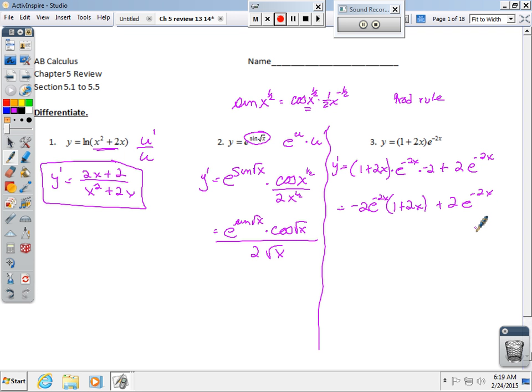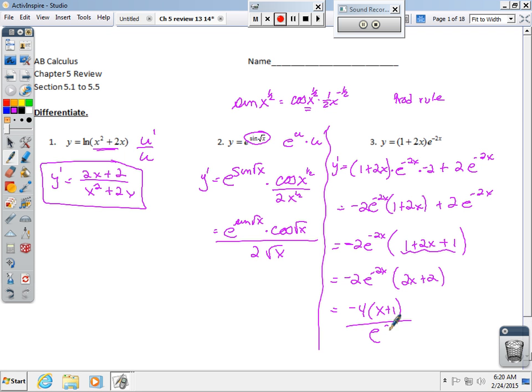And do a little factoring here. Factor out a negative 2 e to the negative 2x. That leaves me with a 1 plus 2x plus 1. And finally, we'll simplify in here. Negative 2 e to the negative 2x, and then 2x plus 2. Factor out a 2, move the negative exponent, so that's going to be a negative 4 times the quantity of x plus 1 all over e to the positive 2x.